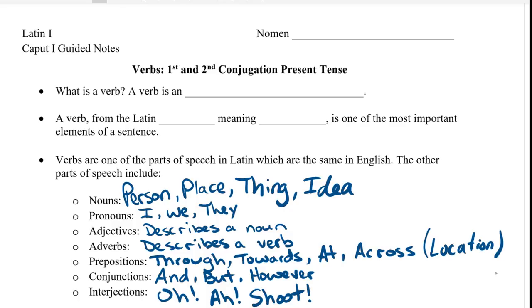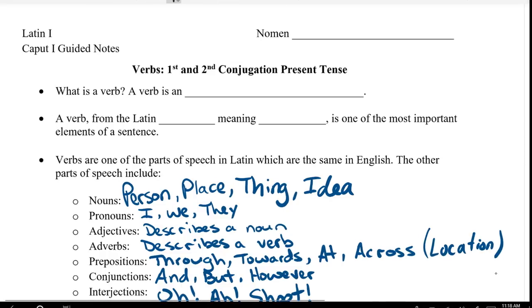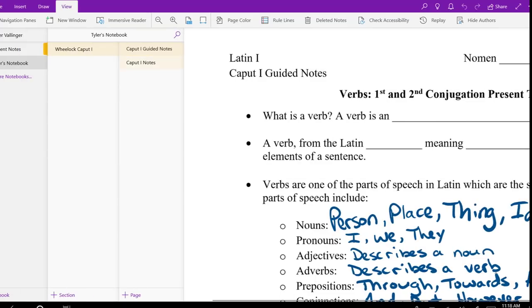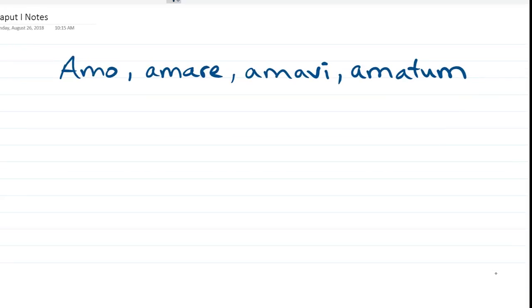The first thing that we're going to talk about in this class are verbs. And specifically what we're going to talk about with those verbs in Latin are what are called first and second conjugation verbs in the present tense. Now, before we even start talking about any of this other stuff, we should probably touch on the idea of what is a conjugation. Okay?